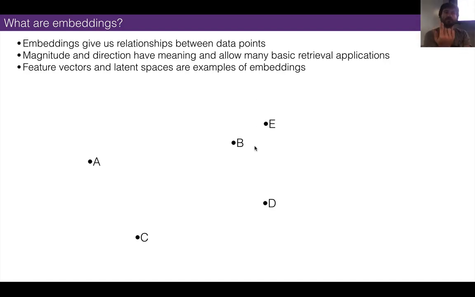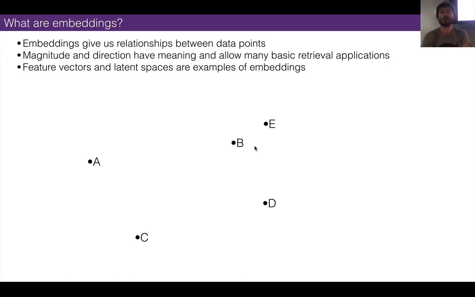The magnitude of the vectors between them is important, because if it has a low magnitude, if it's small, then that means those two points are similar. But also the direction is meaningful as well, which is really cool. That's something we'll see a little more later today when I show Word2Vec. I think that's in a few slides.